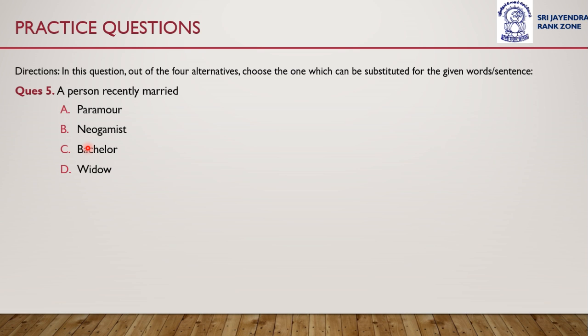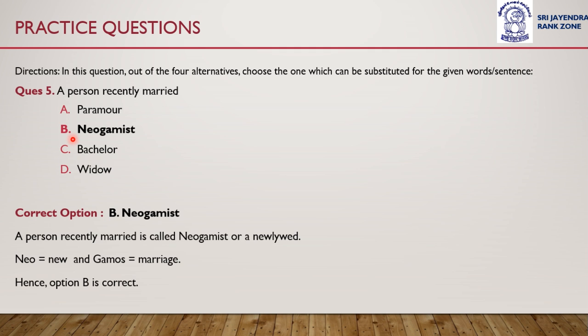Bachelor and widow can be eliminated straight away, because a person who is recently married is not a bachelor, nor is he or she a widow. A person who is recently married, is it option A, paramour, or is it option B, neogamist? If you remember our lesson about root words, you might recognize that option B is the correct answer.